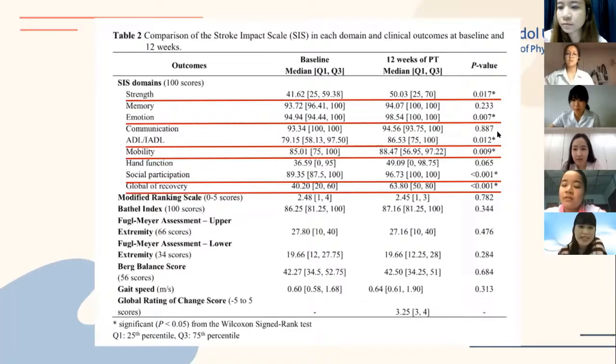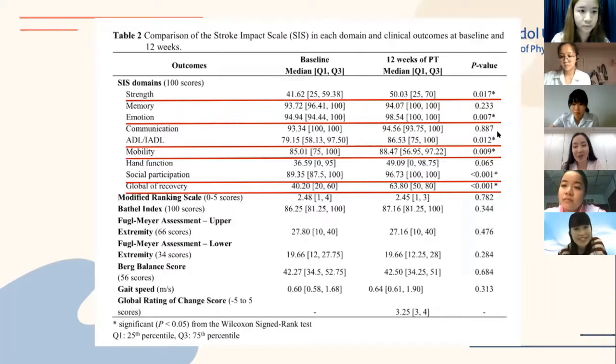What was the question again? Sorry. So we found the improvement in SIS, but not in other measurements. I want to know your opinion about the assessment tools that you used in this study. Student, do you want to answer?